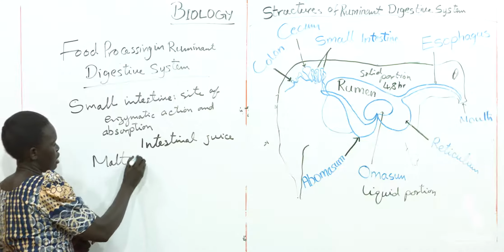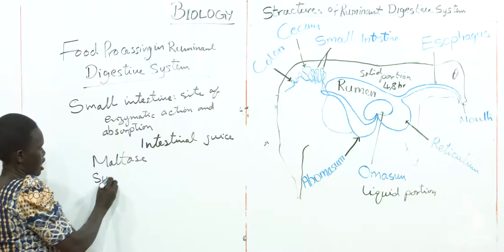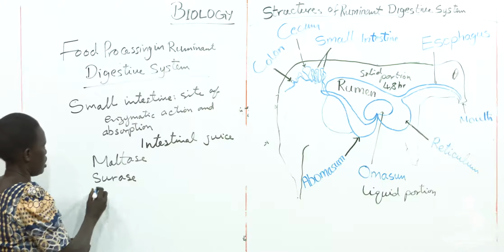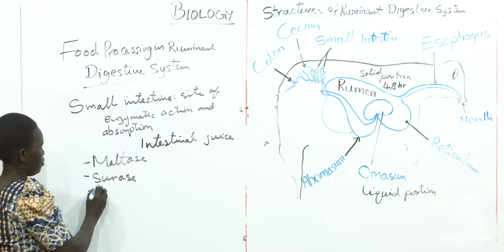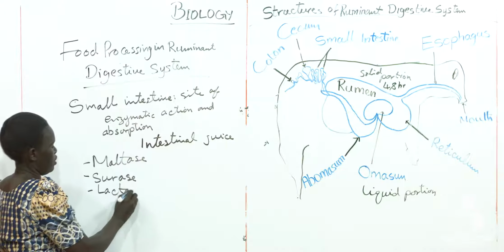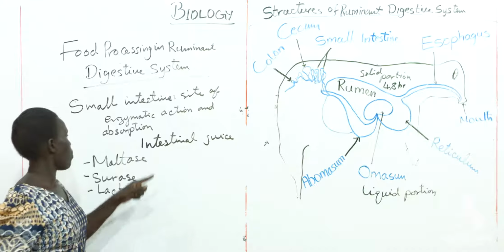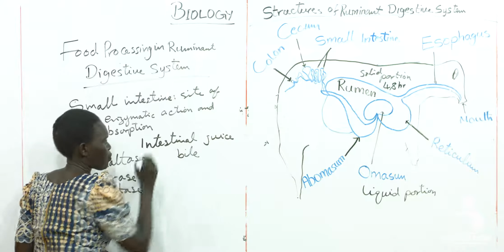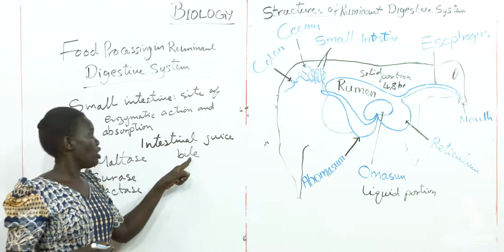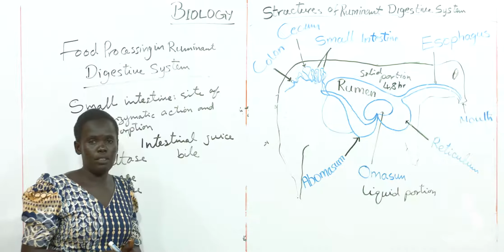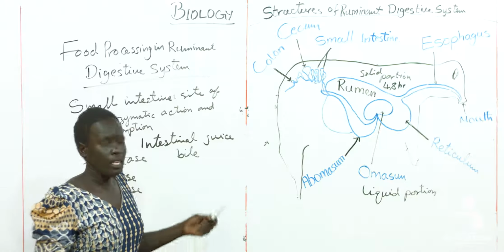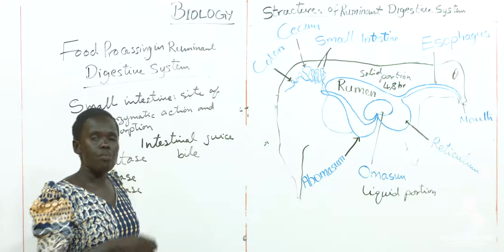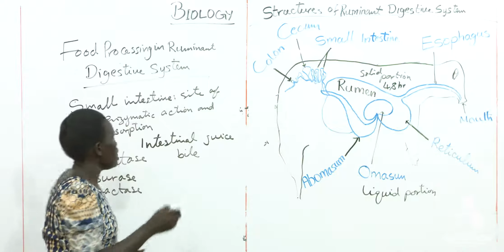Like the enzymes maltase, saccharase, then lactase. These are all enzymes found in the small intestine, plus the bile. The bile is released through the gallbladder, because this is where the bile, when it is produced by the liver, is kept in the gallbladder to be released into the duodenum.